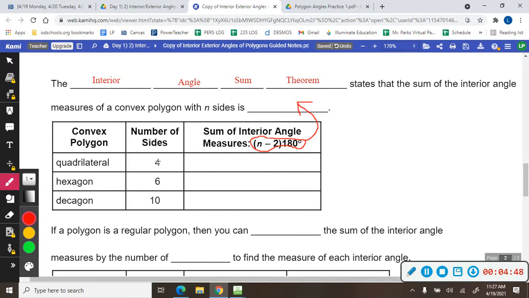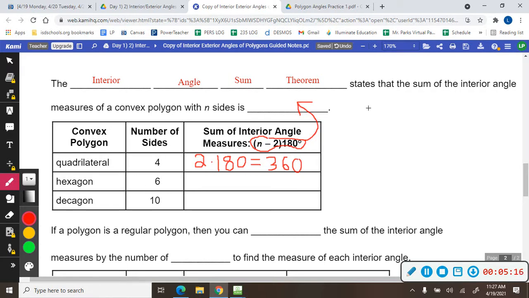So for like a quadrilateral, I would take 4. 4 minus 2 is 2. And I would take 2 times 180, and that equals 360. So if you have a four-sided shape, the angles always add up to 360 on the inside.